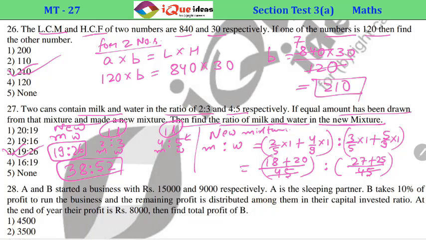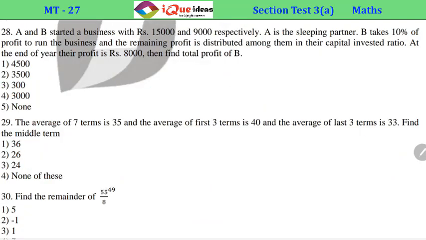All right. Now the next one. Now the next question is a question based on partnership. It says A and B started a business with rupees 15,000 and 9,000 respectively. A is a sleeping partner. B takes 10% of the profit to run the business, and the remaining profit is divided among them in their capital invested ratio.